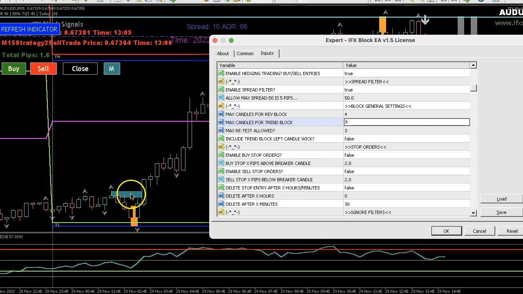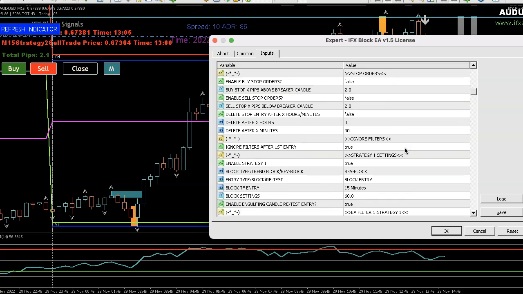So sometimes the trend block takes a lot more time to actually form. So if it took maybe 15 candles or maybe 20 candles, or whatever, we don't want that. We want the smaller the block, or the fewer the candles it took to form, the better it is, okay? So that's pretty much what we want with that.